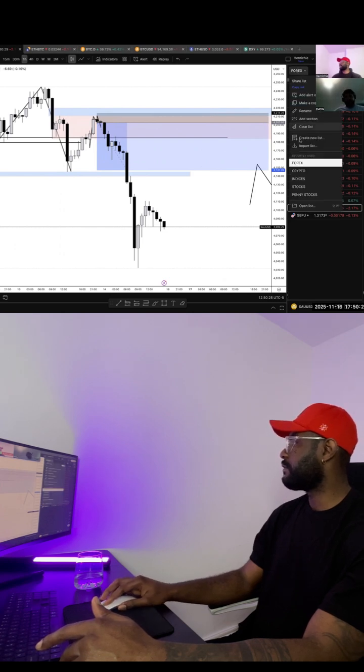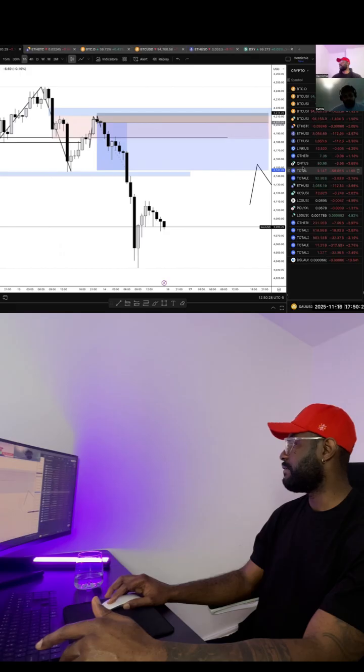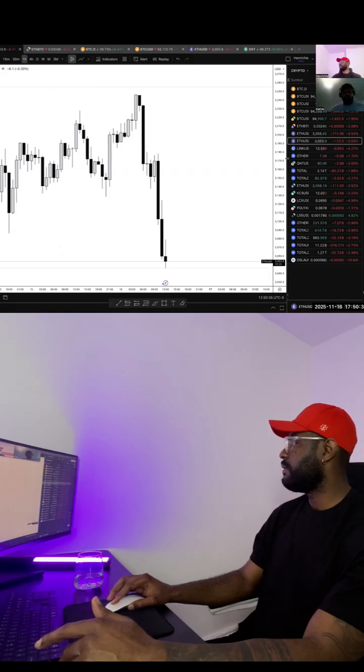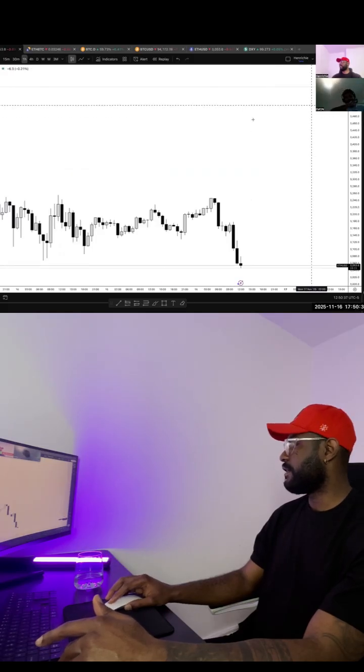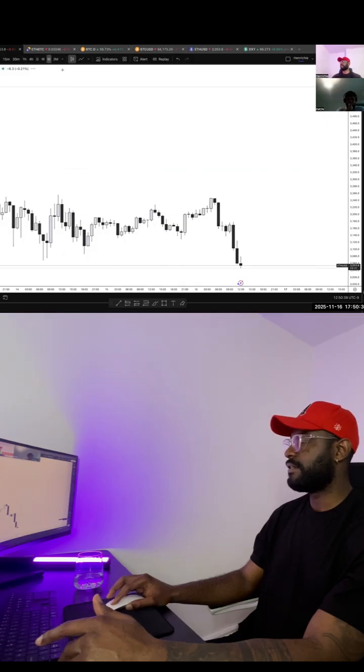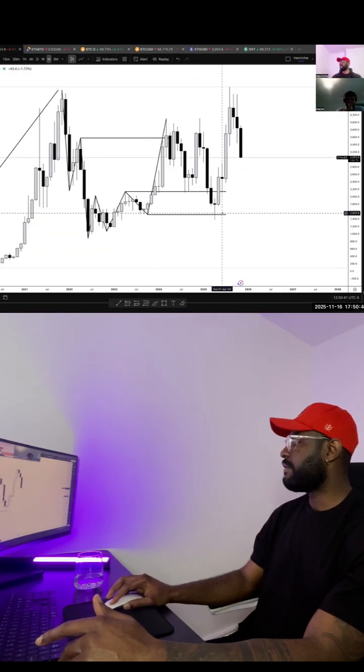In reverse. This one is in reverse because this one we're looking for buys. In the other one, we're looking for sells. For gold, we're looking for sells, but for this one, we're looking for buys. So you can see how it came down and it took liquidity. Ethereum, yes. Why did it take liquidity?